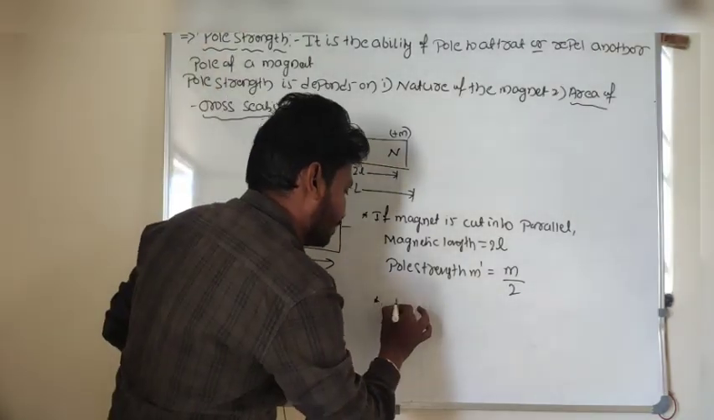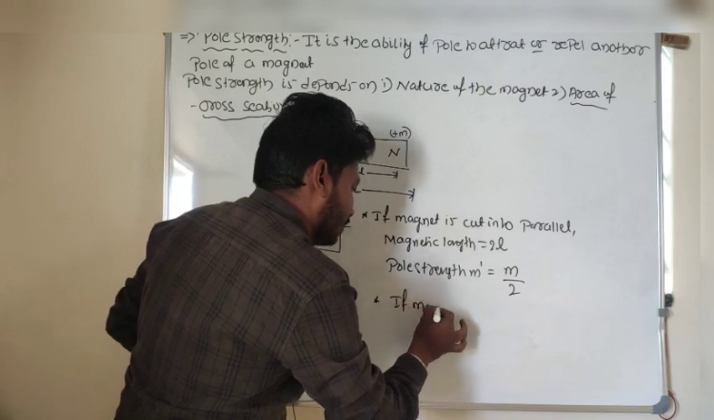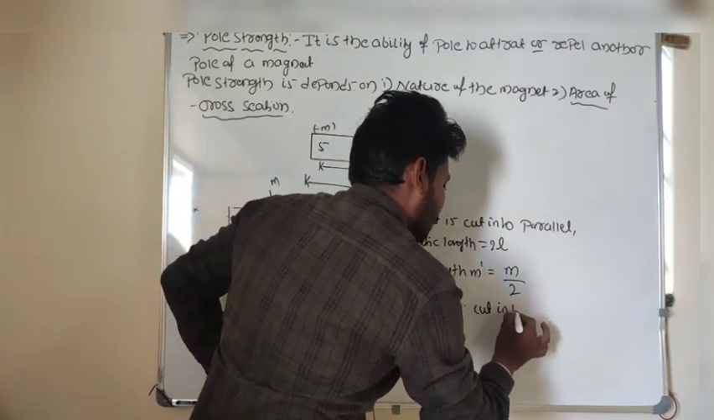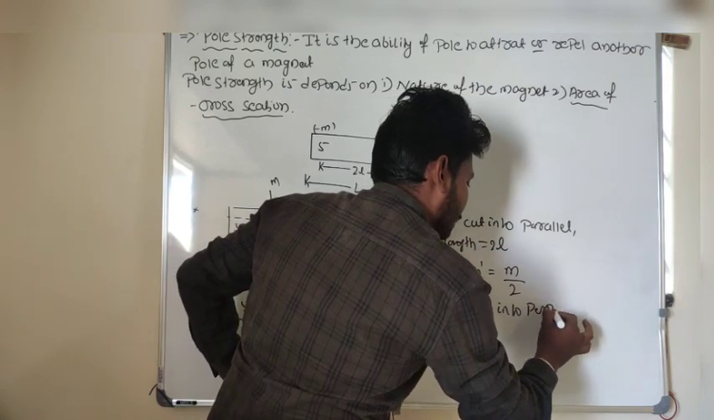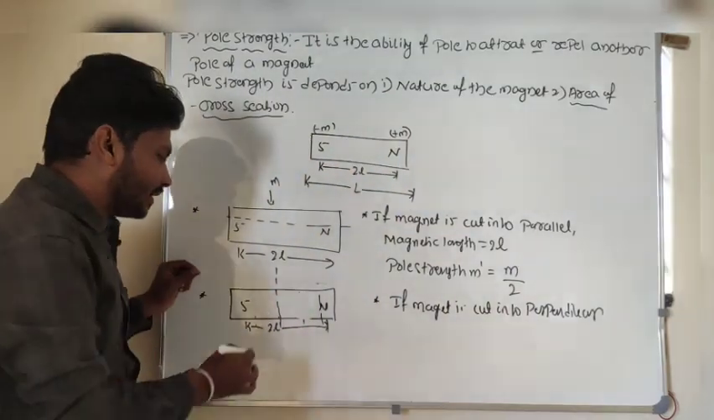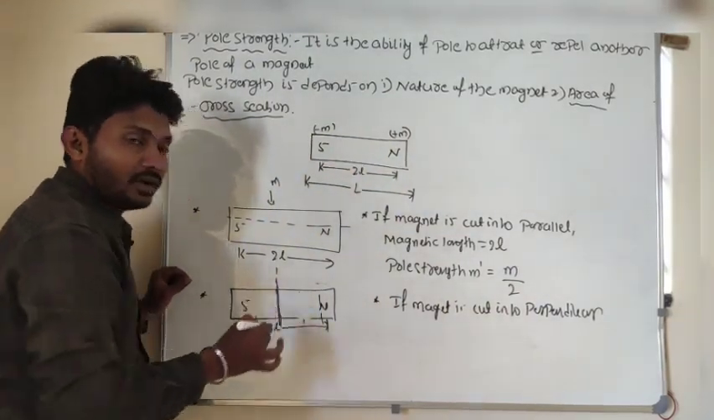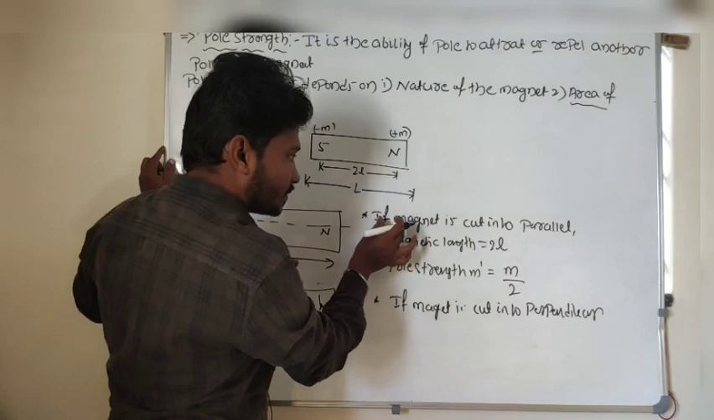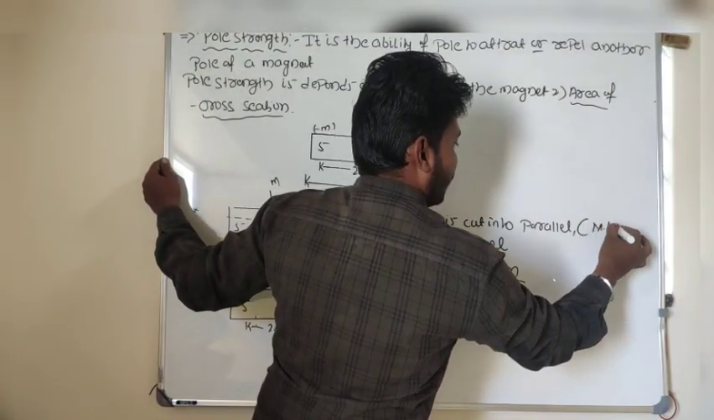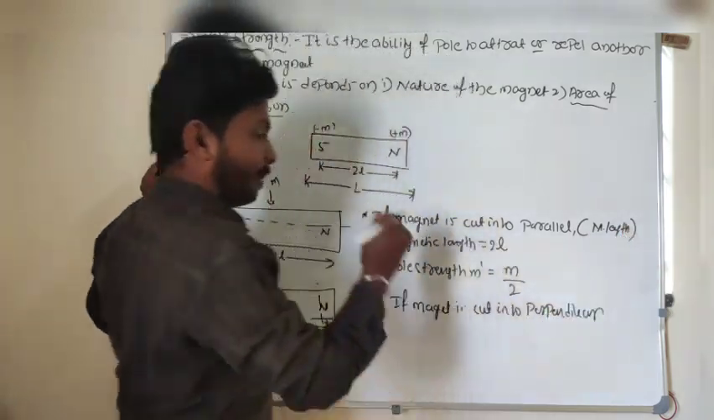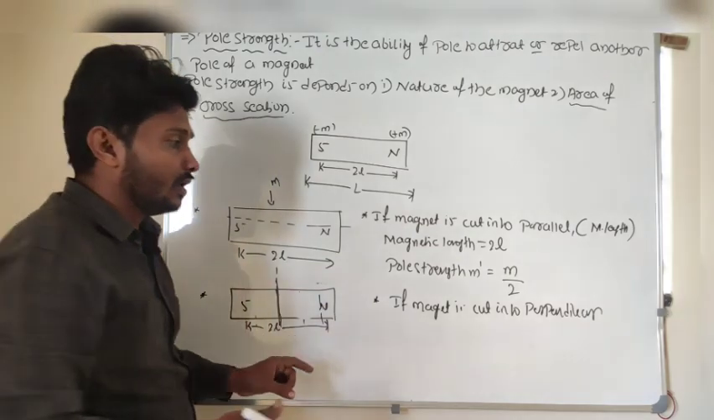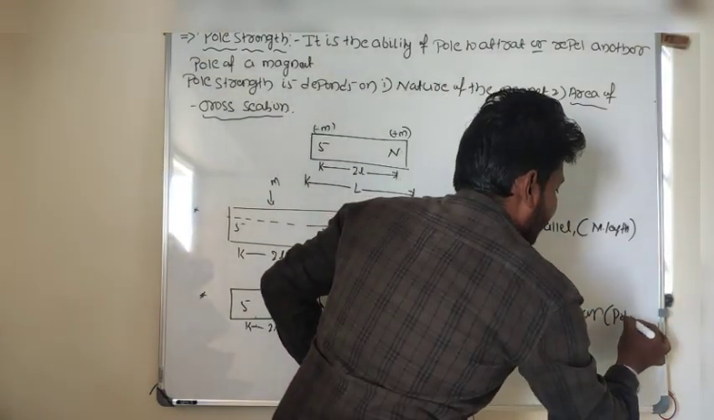If the magnet is cut perpendicular, look at here, the area of cross section remains the same. If it is cut parallel, the magnetic length remains the same. For parallel cutting, magnetic length remains the same; for perpendicular cutting, pole strength remains the same.